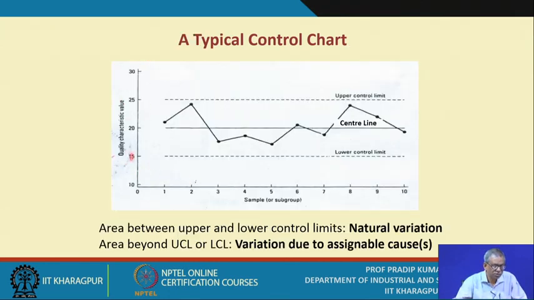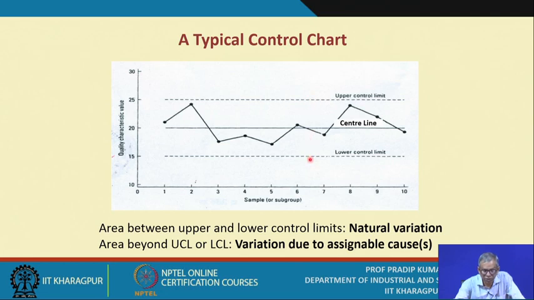So, this is the typical control chart. This is the y-axis, this is the x-axis, and in a typical control chart, you have a center line, and you have the upper control limit and the lower control limit. Is it okay? And usually they are at equal distance from the center line. On one side you have the upper control limit, on the other side at the same distance you place the lower control limit.